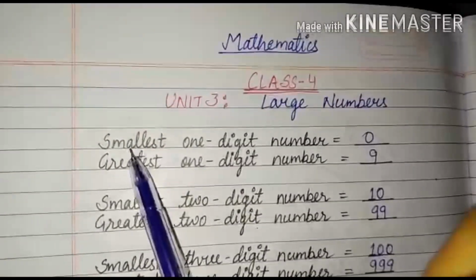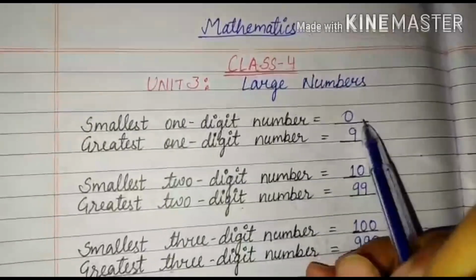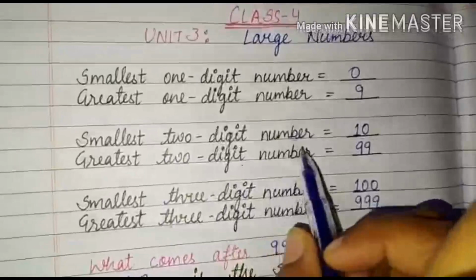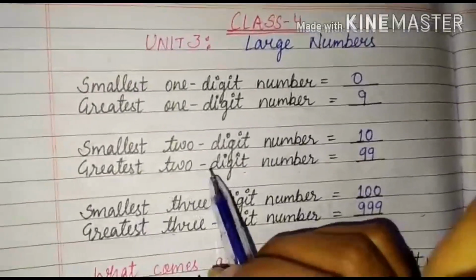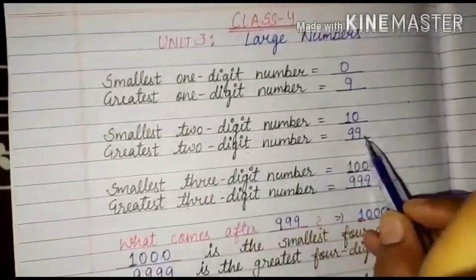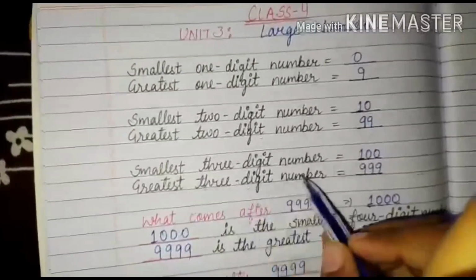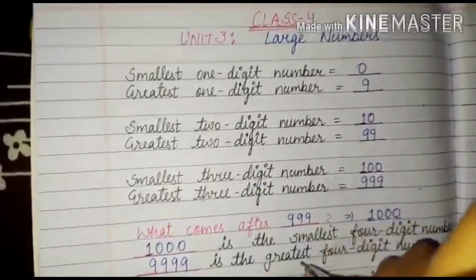Before going to large numbers, let's start with one digit numbers. The smallest one digit number is 0. The greatest one digit number is 9. The smallest two digit number is 10. The greatest two digit number is 99. The smallest three digit number is 100. The greatest three digit number is 999.